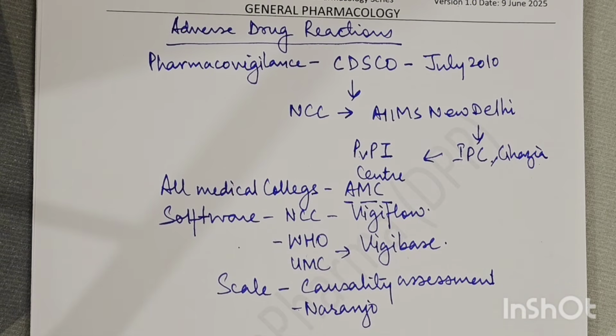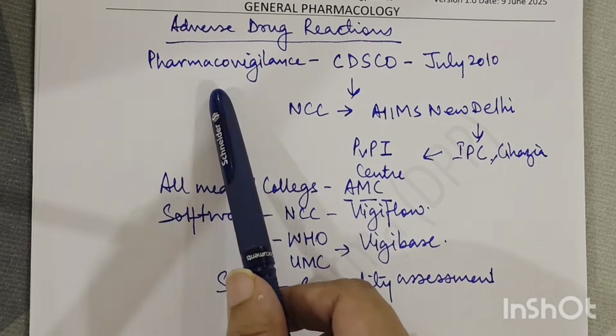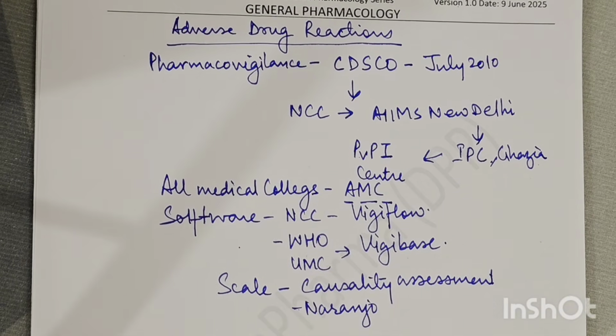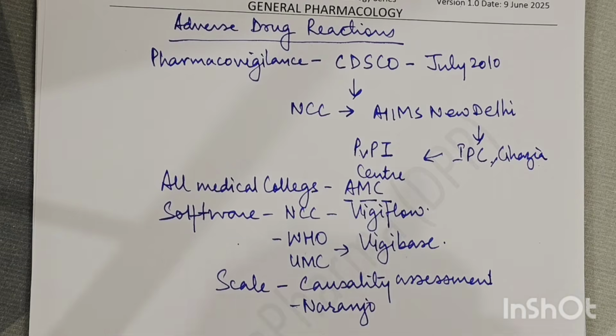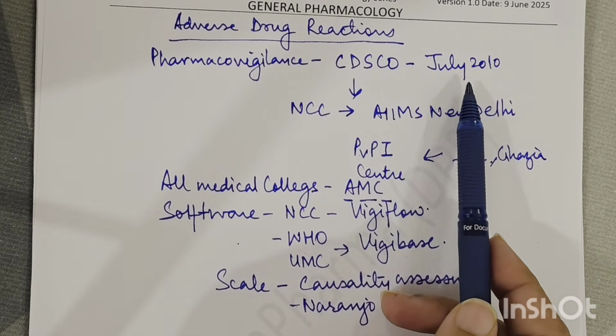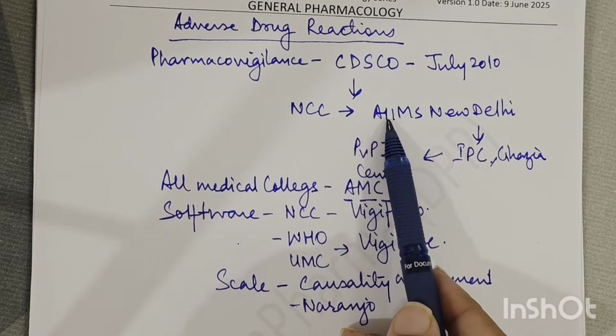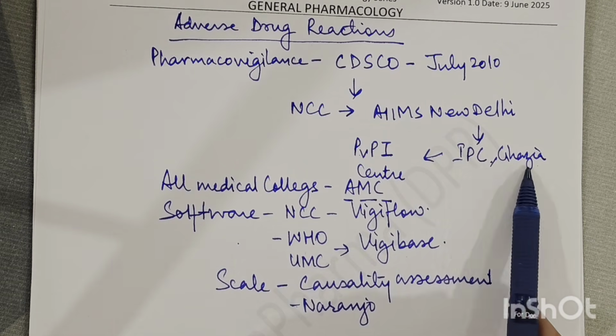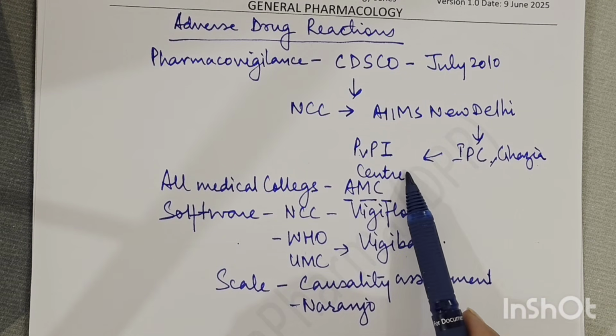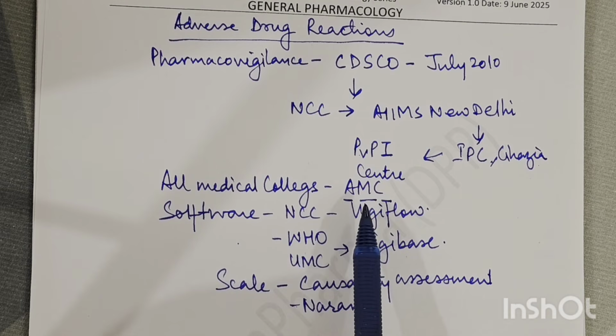So the last part of general pharmacology is adverse drug reactions. In this is the program Pharmacovigilance, which is called the Science of Detection, Understanding, Assessment and Prevention of Adverse Effects. It is under CDSCO since July 2010. The National Coordinating Center was AIIMS, New Delhi, and now under it IPC, that is Indian Pharmacopoeia Commission in Ghaziabad, is the PvPI center. All medical colleges are now ADR monitoring centers.